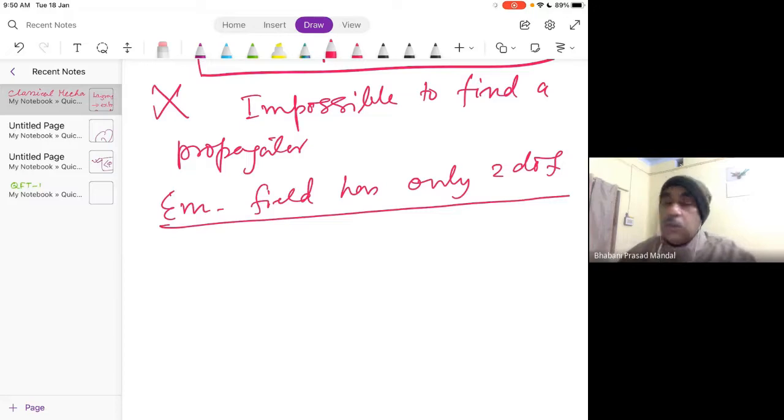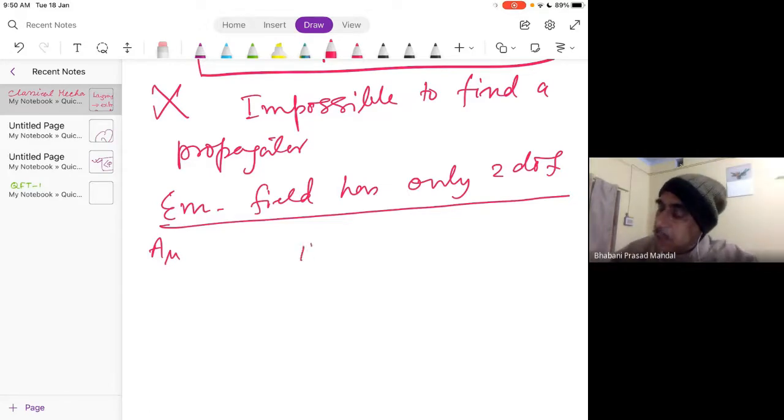Electromagnetic field has only 2 degrees of freedom. But when I consider the mu field, the mu equation, I am considering mu equal to 0, 1, 2, 3. So, all 4 degrees of freedom. So, there is a mismatch of degrees of freedom, and this is the problem of quantizing the electromagnetic field.